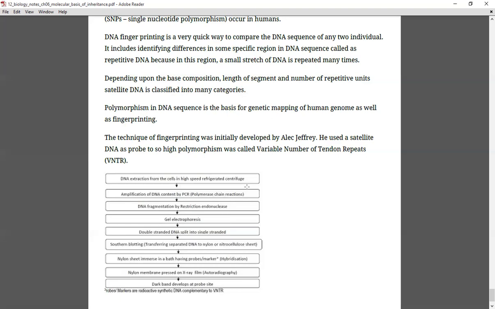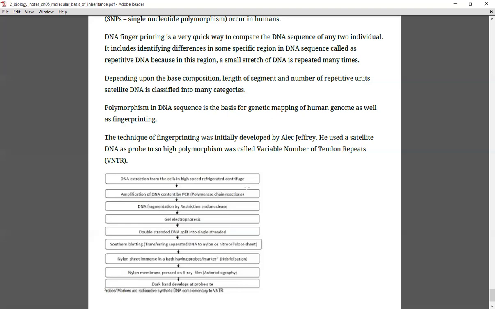The next step is the double stranded DNA splitting into single strands. The double stranded DNA unwinds itself and forms single strands. The next process is Southern blotting, that is, transferring the separated DNA to a nylon or nitrocellulose sheet. After the conversion of the double stranded DNA into single stranded, this single stranded DNA is transferred onto the nylon or nitrocellulose sheet, and this process is known as Southern blotting.